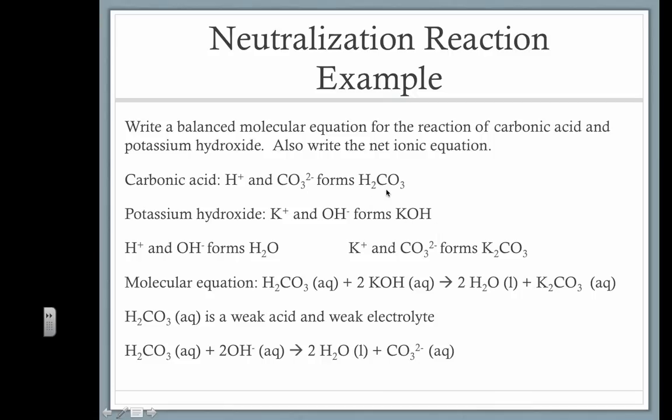Again, this is another special kind of metathesis reaction where the H plus is going to react with the OH minus, and the K plus is going to react with the carbonate. We have our reaction here. For the net ionic equation, remember, because carbonic acid is a weak acid and a weak electrolyte, we do not dissociate it. Whereas the KOH we do separate, and what results is only the potassium as this lone spectator ion.